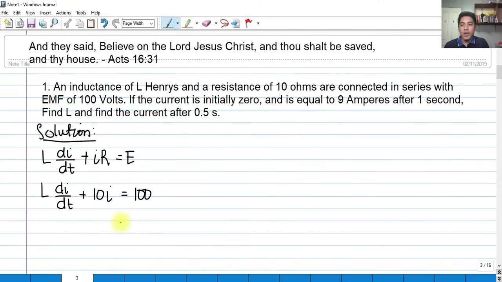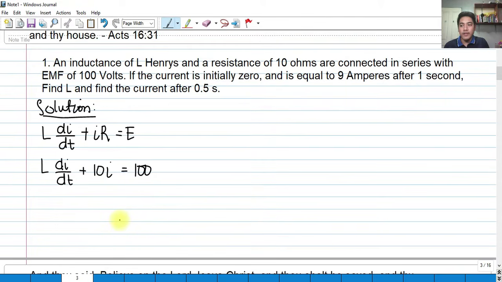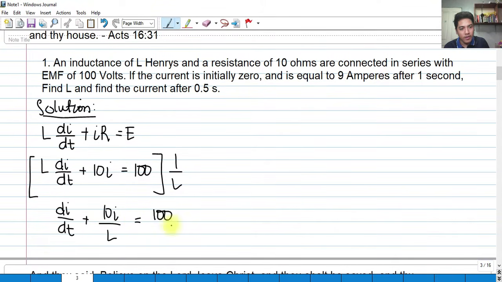So what will happen here is that if we have this kind of equation, what are we going to do? We simply plug in this equation. As you can see here, if I'm going to divide this whole side of the equation by L, what will happen? I have di over dt plus 10I over L is equal to 100 over L. The problem is actually asking us what is the value of the inductance L. So we're going to solve for L.